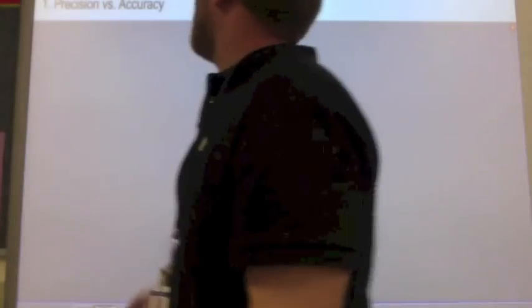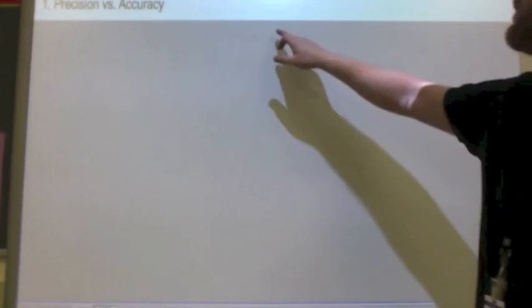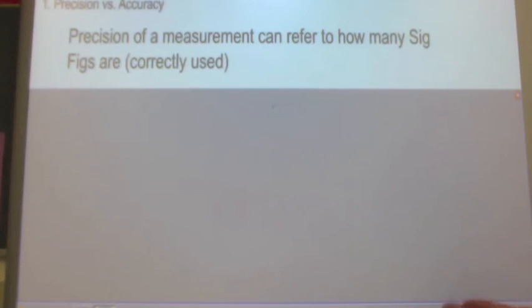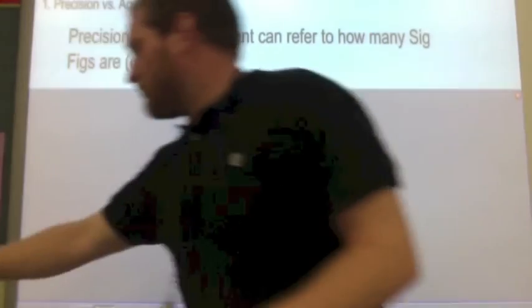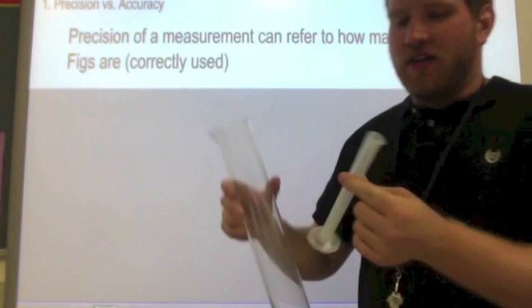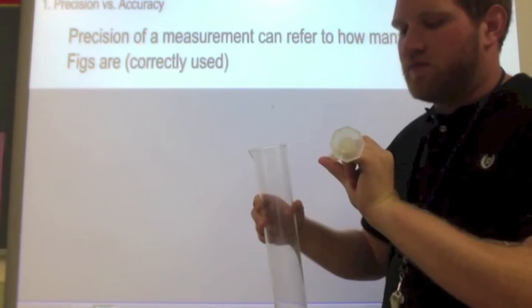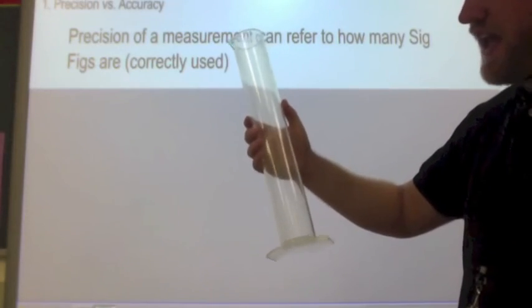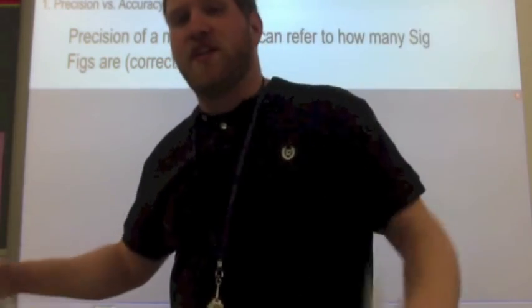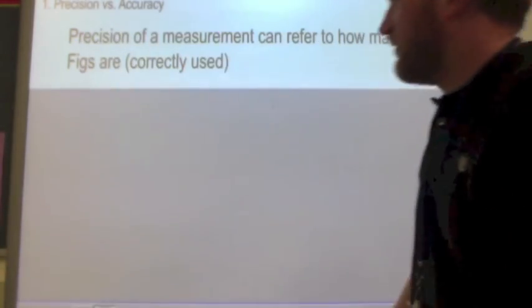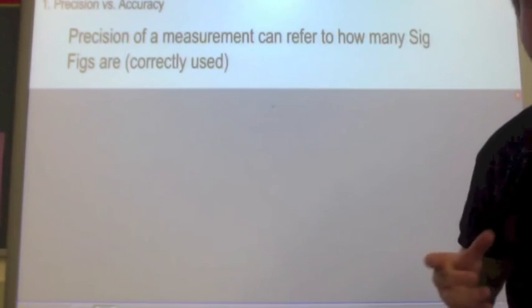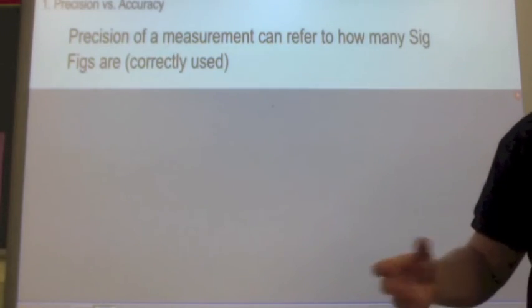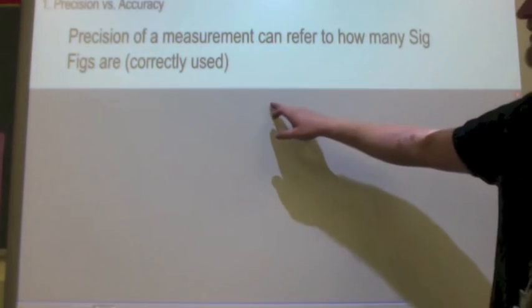When we deal with precision, it's a little trickier because the everyday use of the word precision is not the only definition. So the first thing I want to mention is that the precision of an individual measurement can refer to how many sig figs are correctly used. So for example, two graduated cylinders here. This one measures to nearly the tenth of a milliliter. This one only measures to the 10 milliliters. So this is going to give you a more precise measurement than this one, just by the number of correct sig figs. And I made sure to say correctly because you can't just add extra sig figs unless you know they're actually there. We talked about that with the measurement slides.